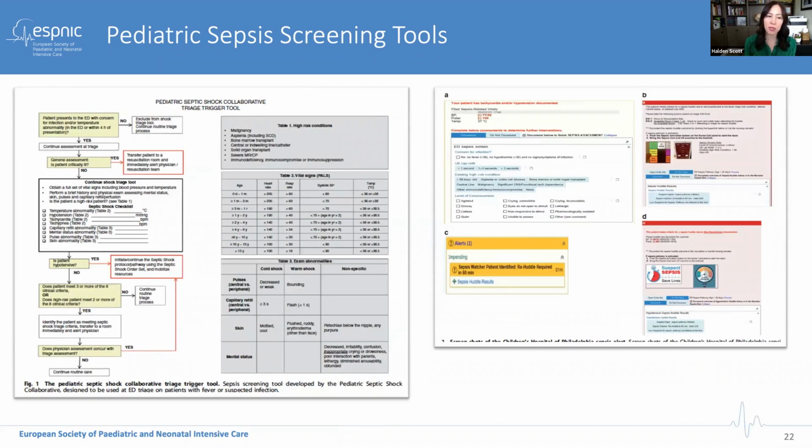There are also more predictive tools. These were really developed by consensus opinion by the American Academy of Pediatrics Septic Shock Collaborative. On the left, you can see what this consensus predictive tool looked like as a checklist on paper, and on the right, how it looked when it was implemented into the electronic medical record. This one is from the Children's Hospital of Philadelphia.